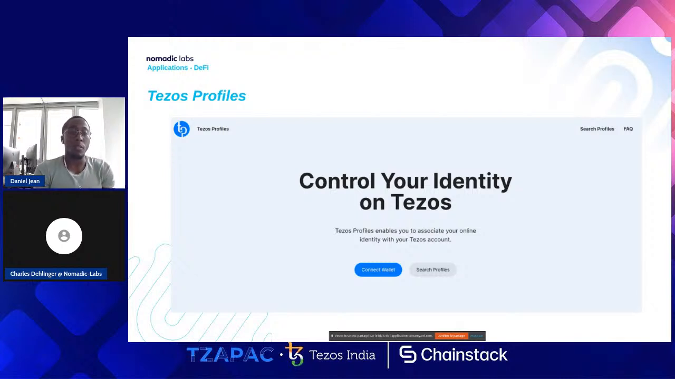Users with Tezos Profile build their profiles with available credentials on Tezos and deploy profiles on the network. Now it is possible to have, for example, credentials for basic information, your name, date of birth, to have credentials for Twitter, for Discord, and even to link a Tezos and an Ethereum address.